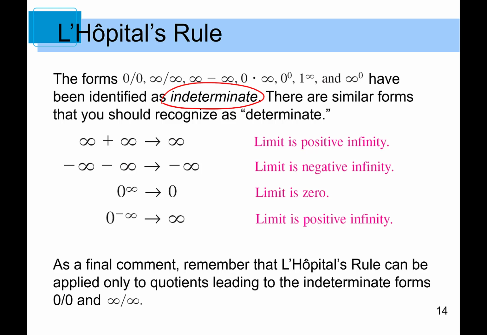And there are similar forms you should recognize as determinate, meaning infinity plus infinity is infinity. Negative infinity minus infinity is negative infinity. 0 raised to the infinity power is 0. And 0 raised to the negative infinity power is infinity. You can also view it as 1 over 0 to the infinity. Since 0 to the infinity is 0, 1 over 0 gives you infinity.